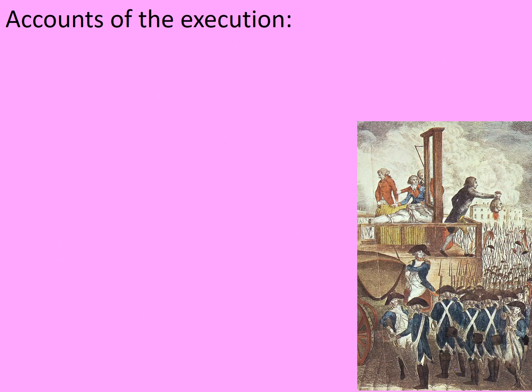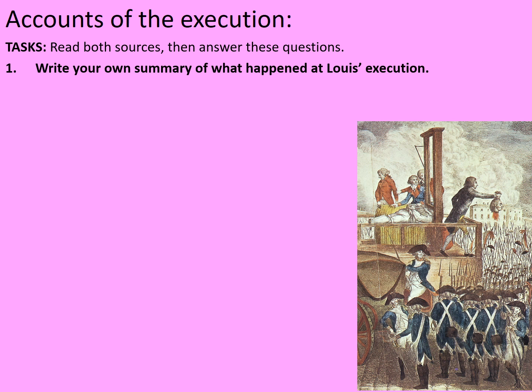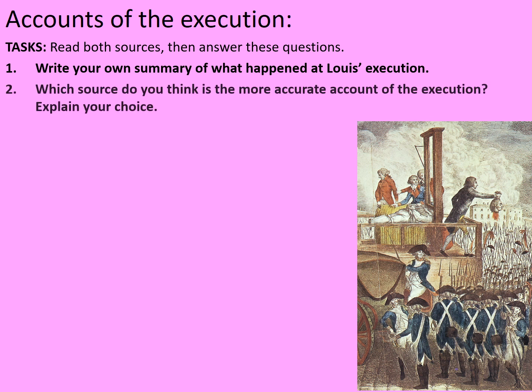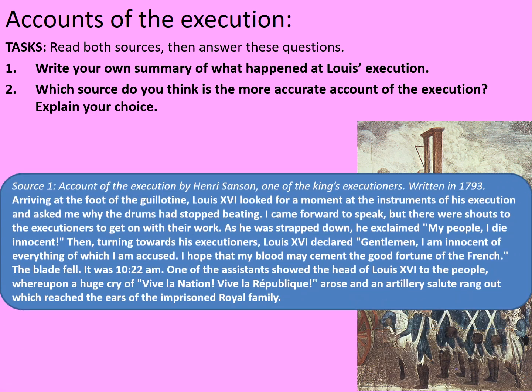We're going to look first of all at some accounts of Louis XVI's execution. Your task is to read both sources and then to answer these questions. Write your own summary of what happened at Louis's execution. You might want to combine the information that you get from each source here. Which source do you think is the more accurate account of the execution? Explain your choice, thinking about who wrote it and when.